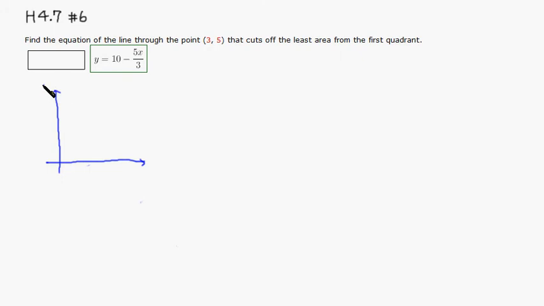All right, so here's the y-axis and here's the x-axis. That's the origin. All right, so (3, 5). So let's say that's 3 here, and 5 is probably up here. So this is the point that you need to go through. Right? So it's just a line going through that point like that. Right?